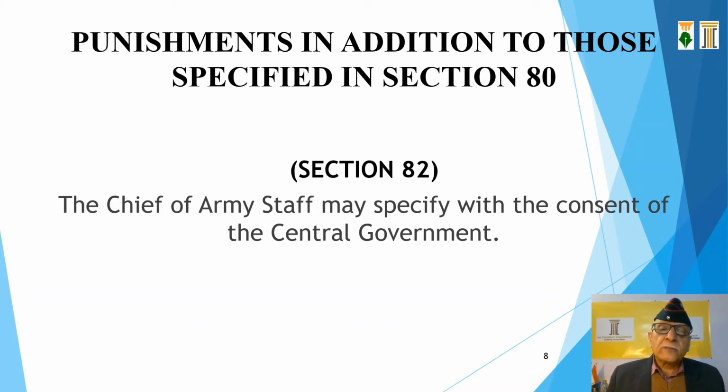Then Army Act Section 82 states that the Chief of Army Staff may specify, with the consent of the central government, certain other punishments in addition to those that are reflected in Section 80. What does it mean? It implies that other than what is indicated in Sections 71 and 80, the Chief of Army Staff may specify, with the permission of the central government, other punishments that the commanding officer can give. So the authority is with the Chief of Army Staff, and the limitation is that he has to first obtain the consent of the central government, and then it would be applicable across the length and breadth of the army.